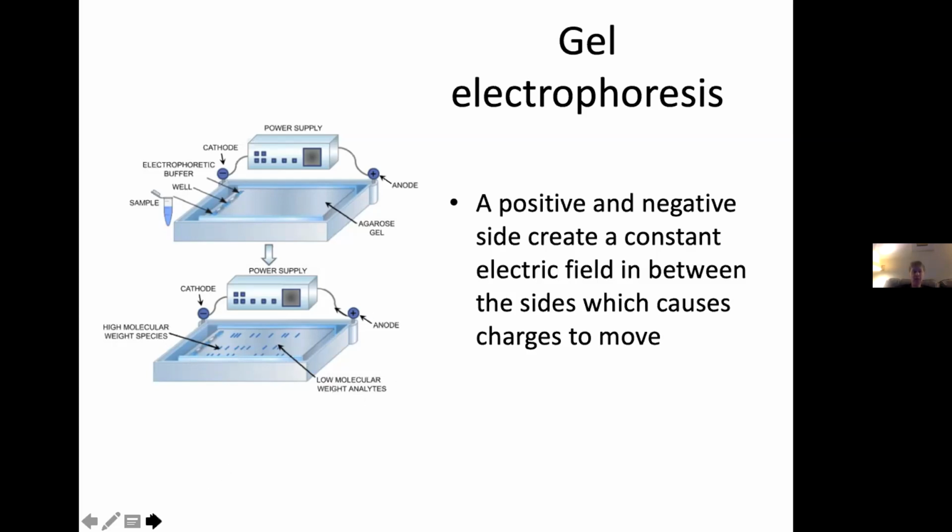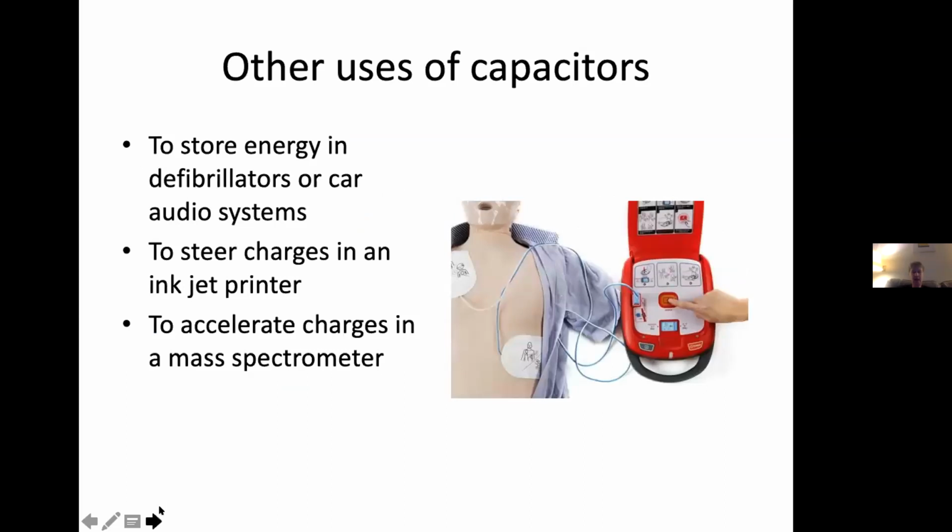So that's an example. And then lastly, there are lots of uses of capacitors. One is to store energy. So for example, defibrillator paddles, you need a whole lot of energy in a very short period of time. And one of the ways to do that is to store energy in a capacitor by storing charge on the capacitor. So it's just like a bank account, except for energy instead of money.